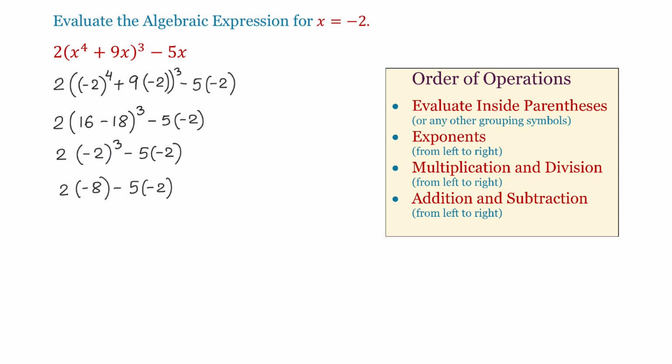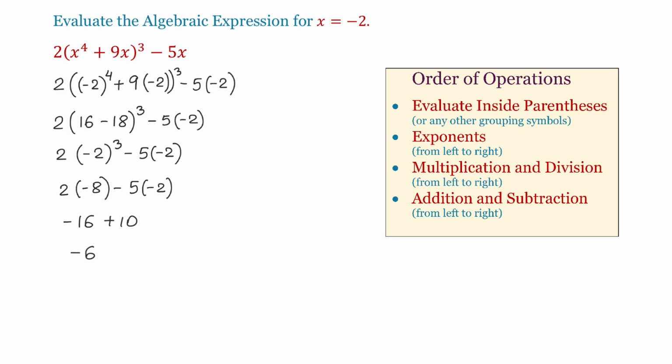In the next step, we will perform the multiplications. 2 times -8 is -16. Then -5 times -2 is positive 10. So we will write plus 10, and -16 plus 10 is -6.